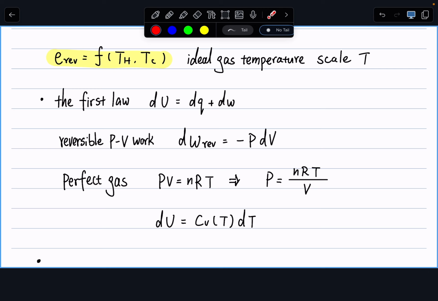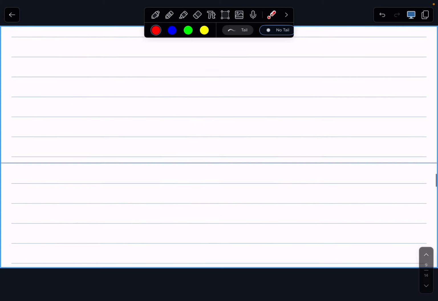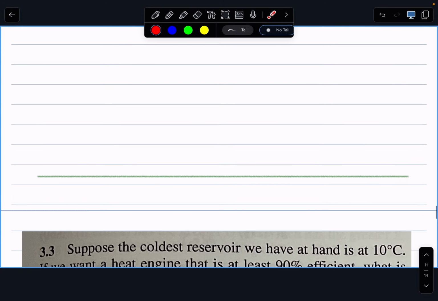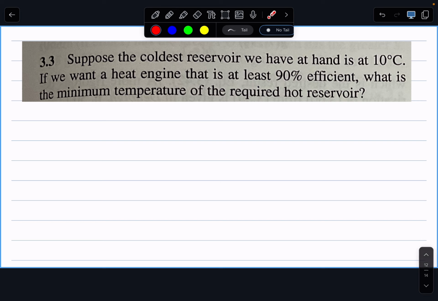But before we do that, let's think about what we get from this calculated efficiency. If we're taking the engineer way of thinking, that is, how can we make our heat engine more efficient? Let's assume we have some kind of coldest reservoir in hand at 10 degrees Celsius, and we want a heat engine that's at least 90% efficient. What's the minimum temperature required for that hot reservoir? So how do we approach this kind of question?